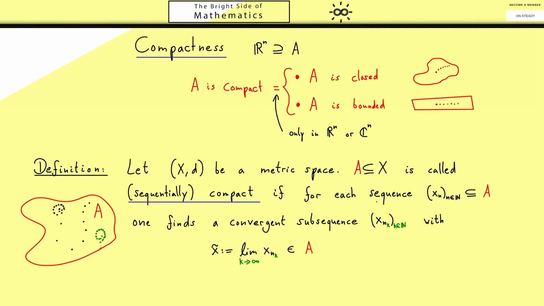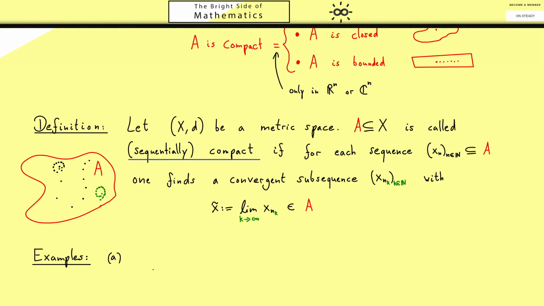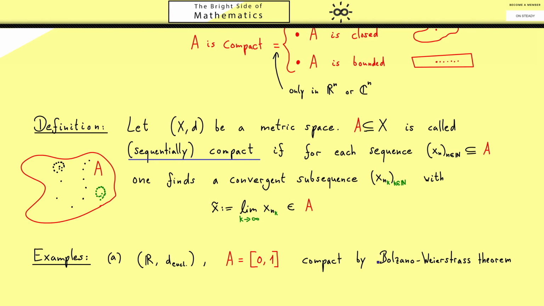Okay, next let's look at some examples. For the first example let's choose a more concrete one than the one from above. So this should be just the real number line together with the standard metric, the Euclidean metric, which is given by the absolute value. And the set A should be given as the unit interval. Now in this one-dimensional case, you should see that the formulation with the sequences and the convergent subsequence is exactly what you learn in analysis. It's the famous Bolzano-Weierstrass theorem.